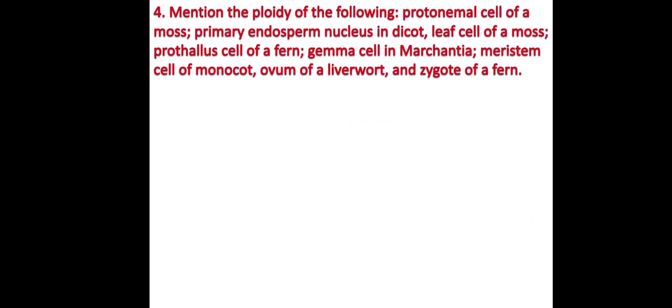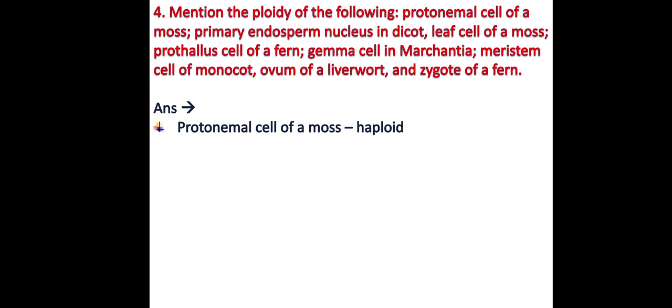The next question: mention the ploidy of the following: protonemal cell of a moss, primary endosperm nucleus in dicot, leaf cell of a moss, prothallus cell of a fern, gemma cell in Marchantia, meristem cell of monocot, ovum of a liverwort, and zygote of a fern. So let's see one by one.